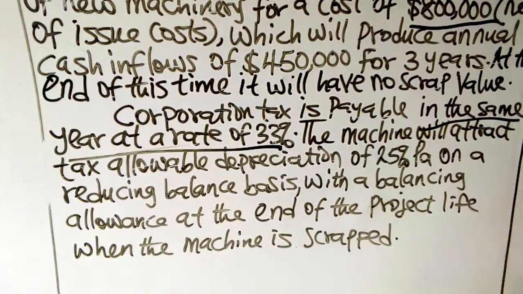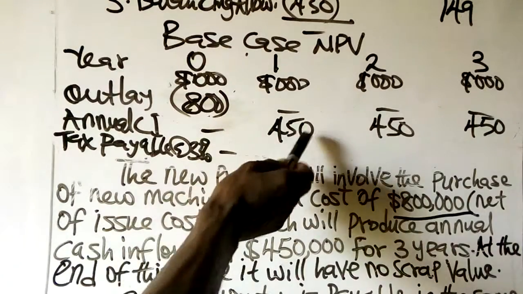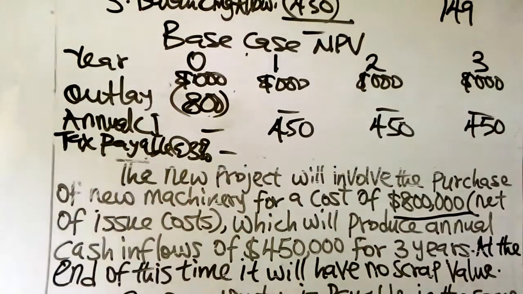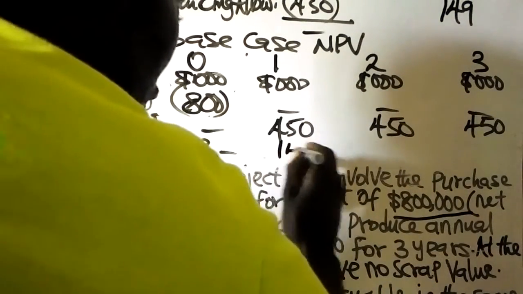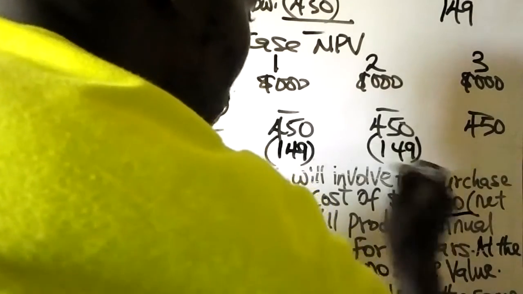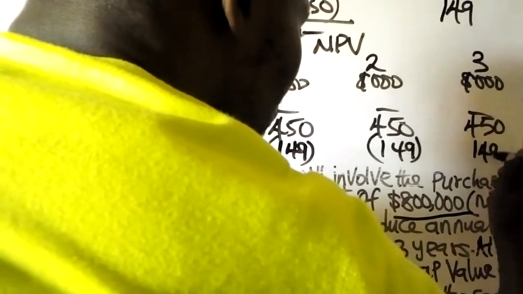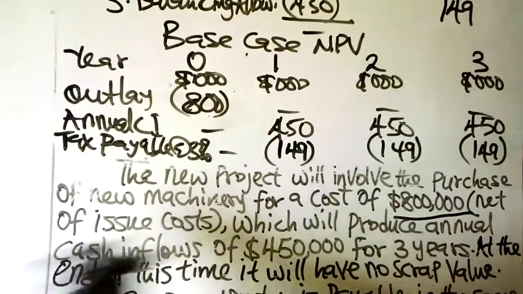So now, let's compute the tax. 33% of 450 will give us approximately 149 annually. That is 33% of 450.